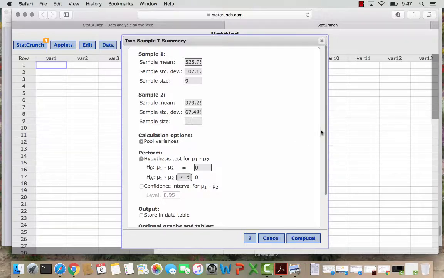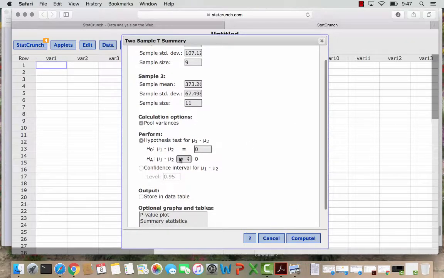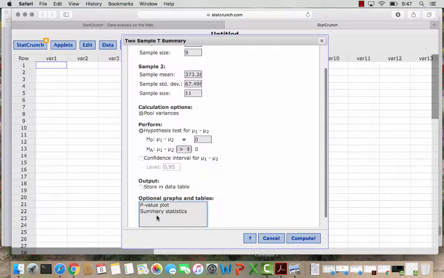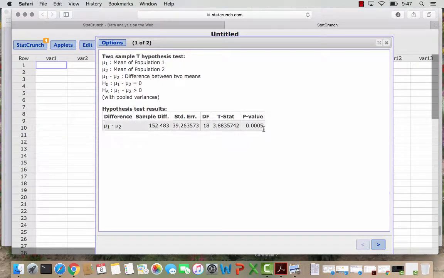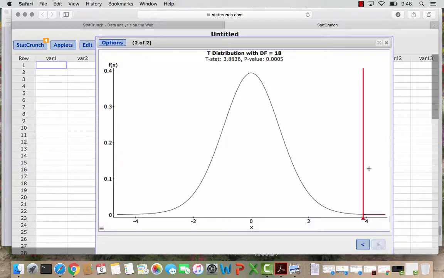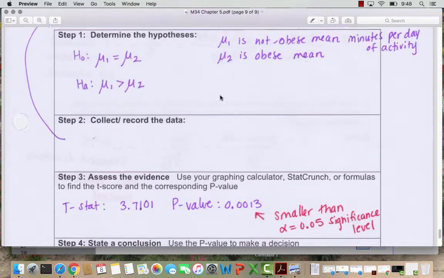So our hypotheses here are asking: is the first group exercising a significantly greater amount of minutes per day? And then we check off that we'd like to see the p-value plot and compute. Here our p-value is very small, and we are more than 2 standard deviations away from the center. If we look at the p-value plot, we see here's our area way out here, and there's hardly any red, which corresponds with our very small p-value area.